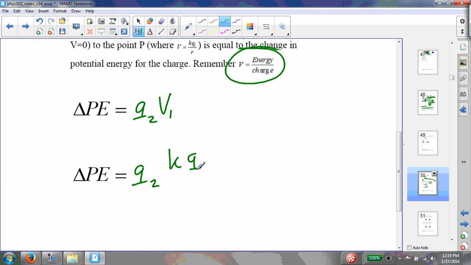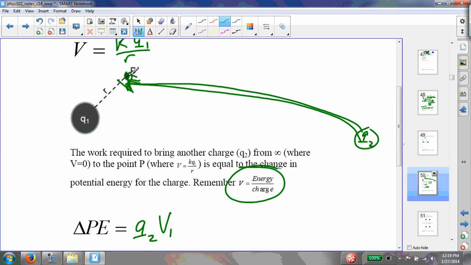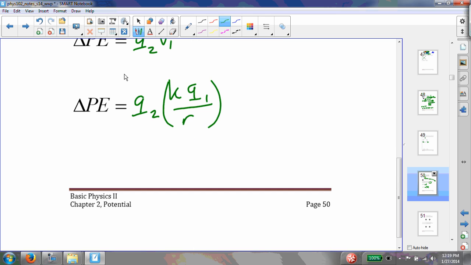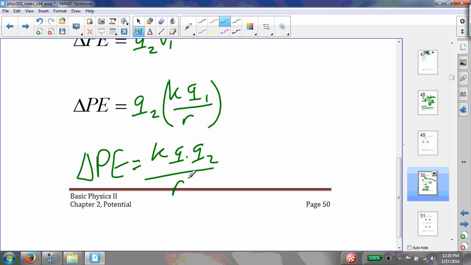Remember, V1 was KQ1 over R. That is the potential at this point P where I'm moving that charge. And so I can find my delta PE, which is going to be KQ1Q2 over R. That's our expression for potential energy.